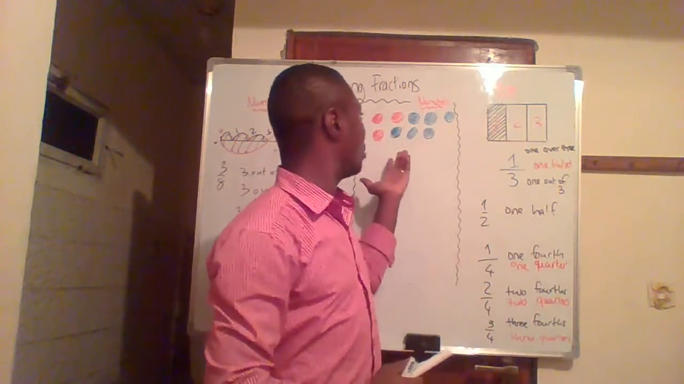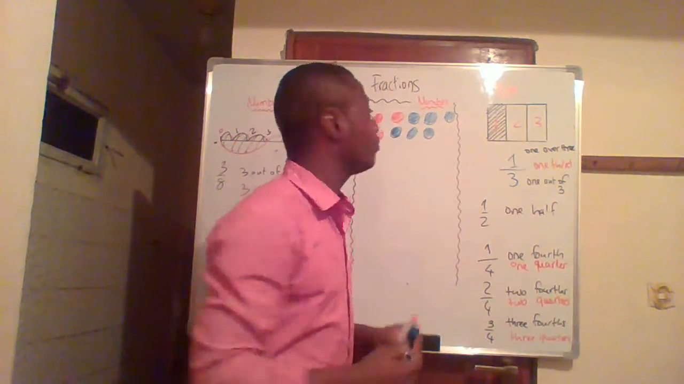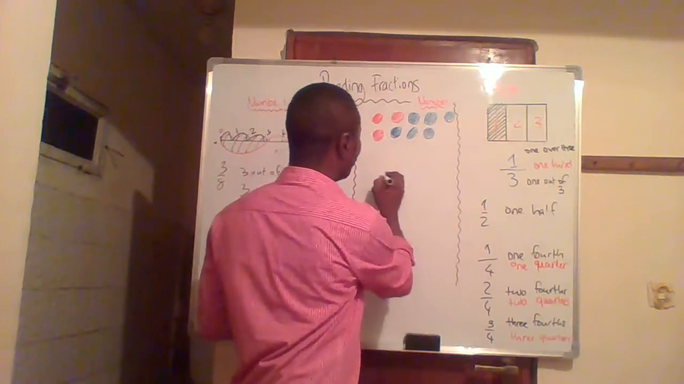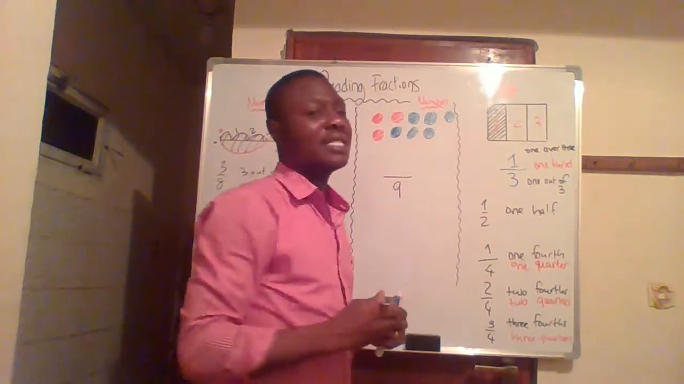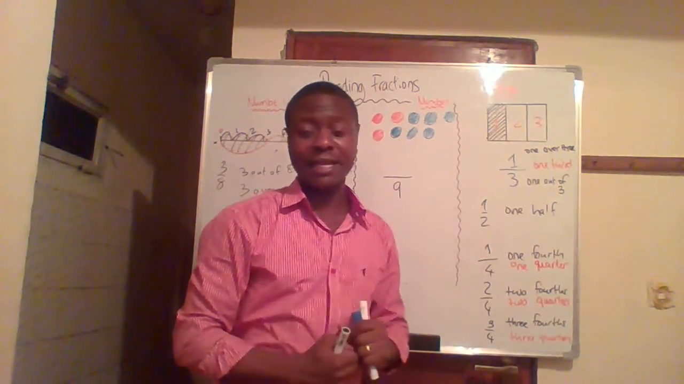Here I have marbles. Some of them are red and some are blue. How many marbles do I have in all? I need to figure it out. 1, 2, 3, 4, 5, 6, 7, 8, 9. I have 9, so I will put the 9 at the bottom, because 9 represents all the marbles that I have here.